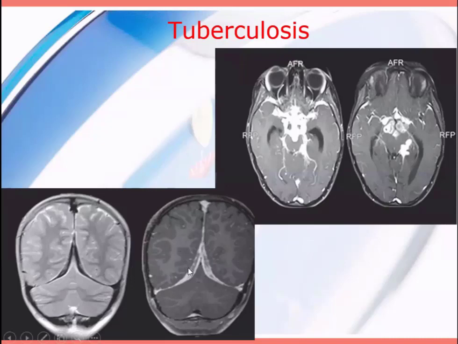Then we have the meninges. They are filled with caseous material, and the appearance of the caseous material is low T2. So low T2 is characteristic for tuberculoma and for detection of the caseous material. And it also has a rim and linear enhancement.